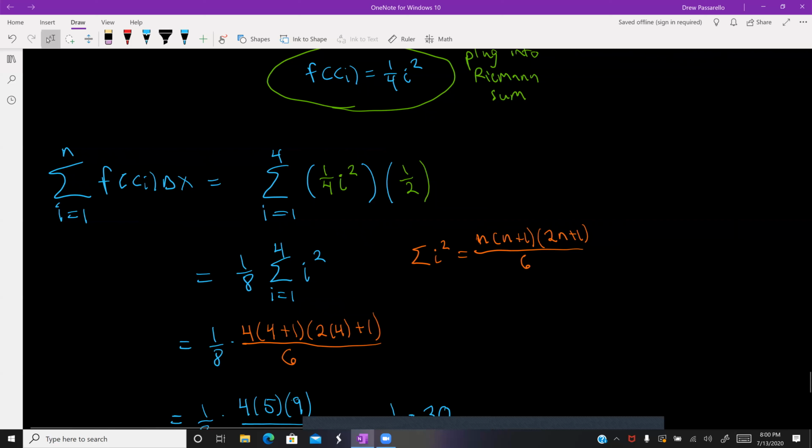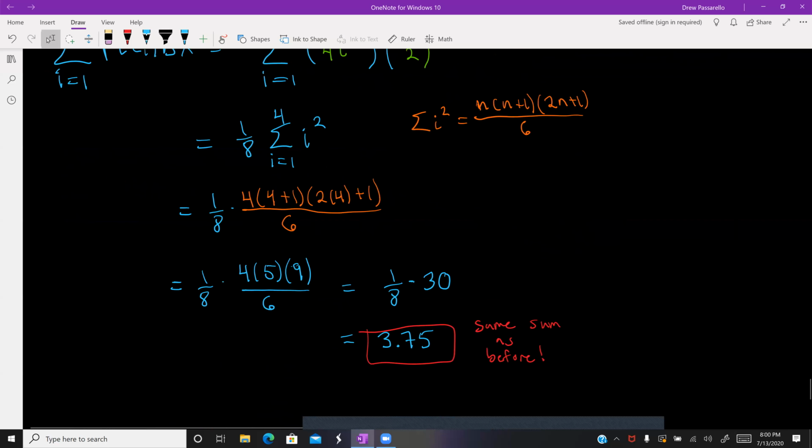So here in orange, I just wrote down the general formula for the sum of i squared. It's n times (n plus 1) times (2n plus 1) divided by 6. In our case, n is 4. So it'll be 4 times (4 plus 1) times (2 times 4 plus 1). All right, so we have 1 over 8 times everything in orange. And then I find what's in orange, and you get that to be 30. So I have 1/8 times 30, which gives us 3.75. And that's the same sum as before. All right, that's using the right endpoints.